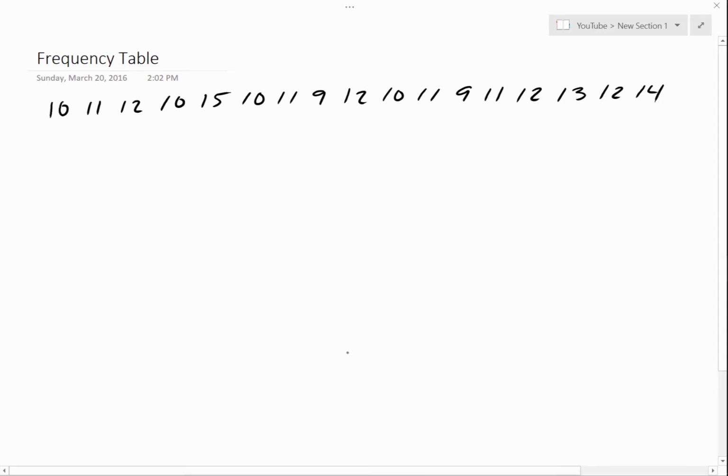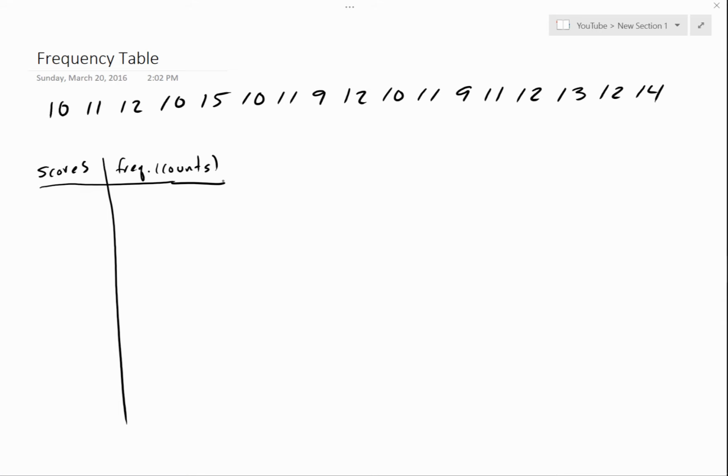Well, first I'm going to create some type of simple table here. And here I'm going to put something like, let's pretend that these numbers are scores or something. Scores. And the next column will be our frequency. Or it could be counts, depending on the teacher and how they want that to be called. Frequency counts. It could also be relative frequency, but we won't cover that in this video.